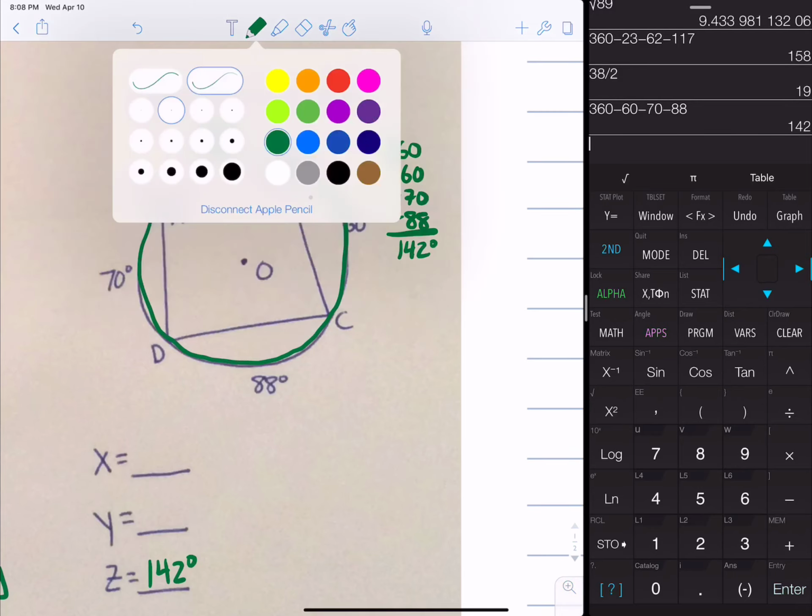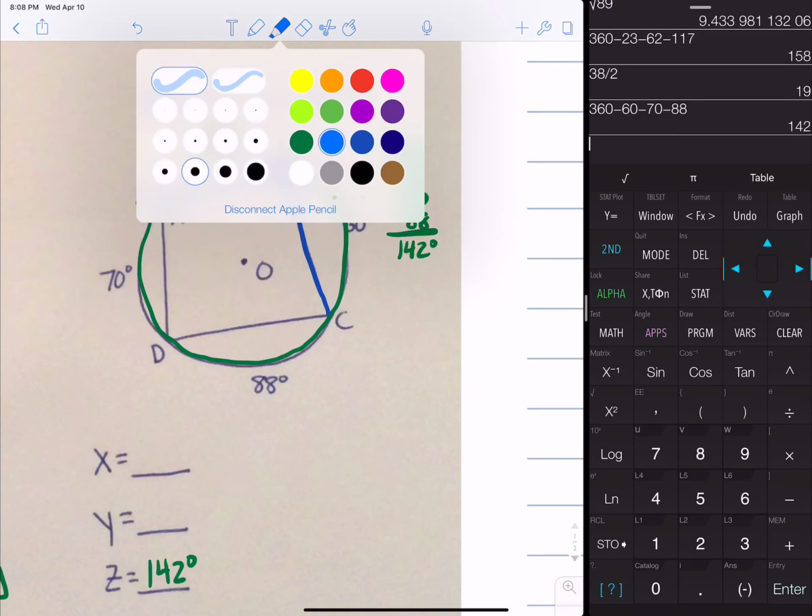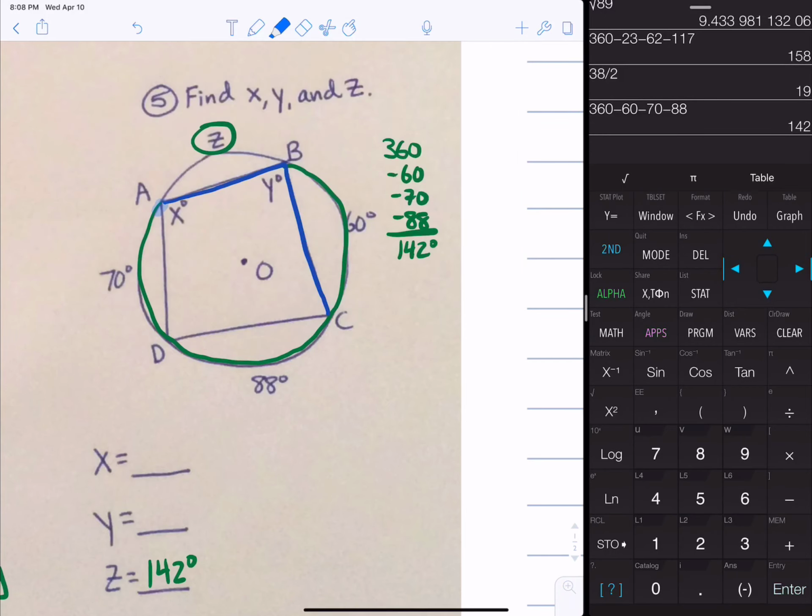Then let's see what else we got. We have angle Y, which is like angle ABC, opens up to the arc ADC. And so if we add those together, the 70 plus the 88, that would give us 158 degrees. And then we divide that by 2 to get the angle that is inscribed. So 158 divided by 2 would be 79. All right, so that's Y.